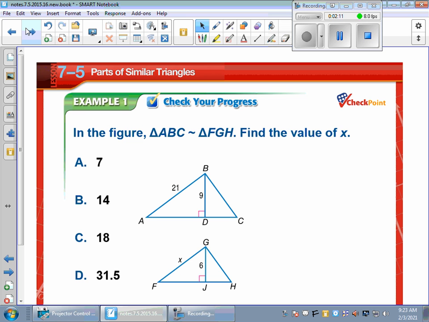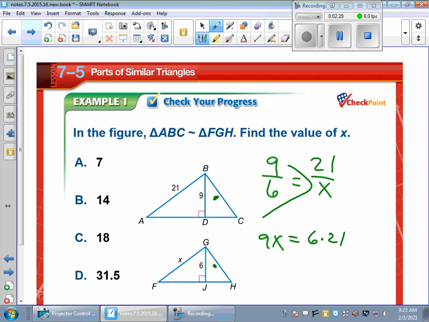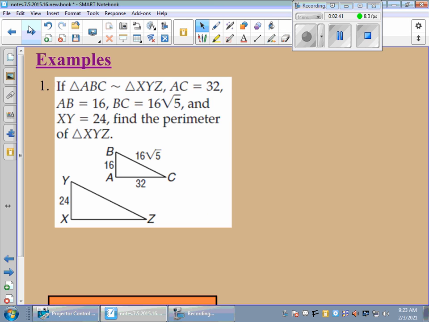Next slide here, same concept. Again, we can go 9 over 6. So if you start here, then we have to go 21 over x. Again, cross multiply and solve here. 9x equals 6 times 21. So 9x equals 126. Divide that out, we get a final answer of B, 14. So again, the key, folks, is just making sure you're setting up the proportion correctly.